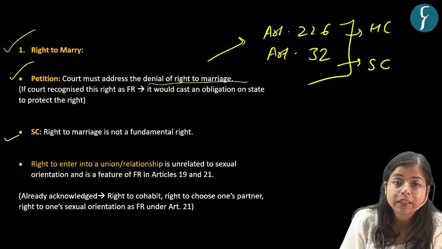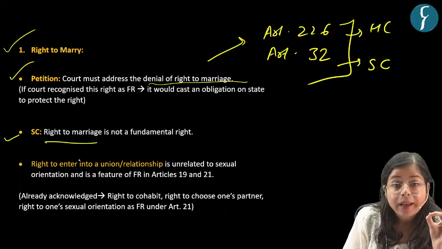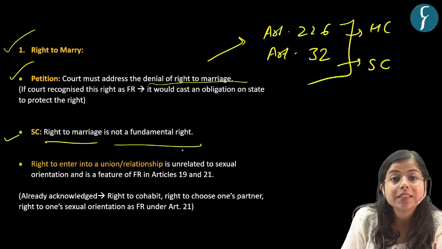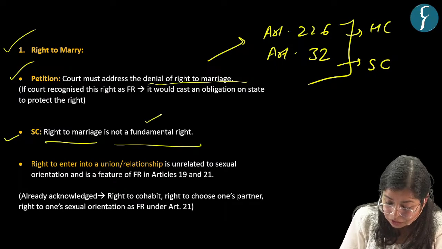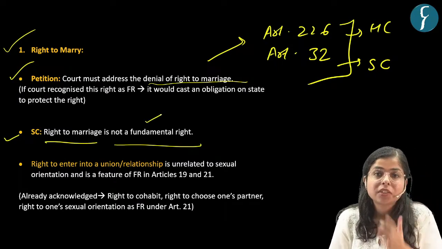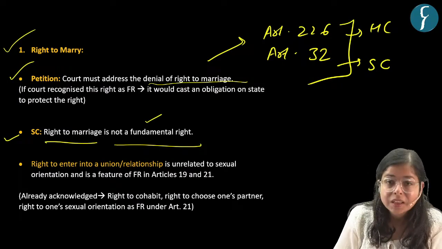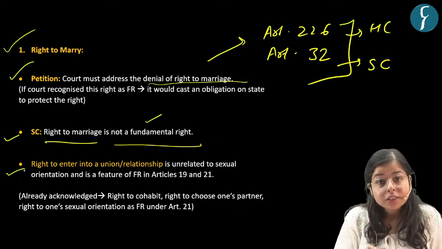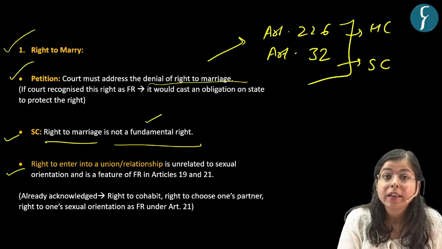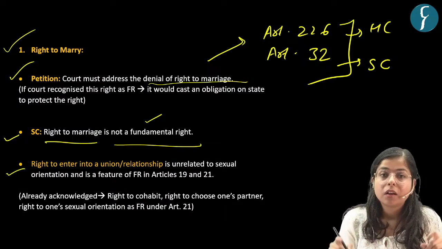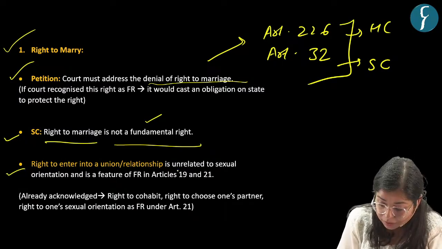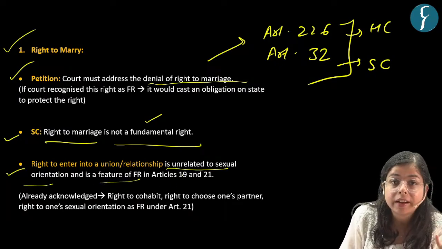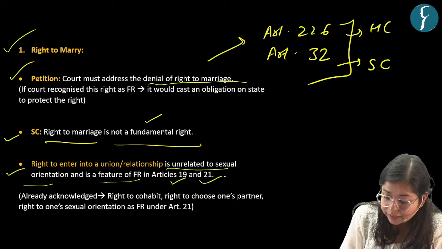So in the majority verdict, the Supreme Court said that the right to marriage in India presently is not a fundamental right, and it is a statutory right. Okay. So this was a major defeat to what the petitioners were expecting. But further, after saying that the right to marriage is not a fundamental right in India, the Supreme Court also said that the right to enter into any union, which it called the right to relationship, is unrelated to sexual orientation, and this is a feature of fundamental rights in Article 19 and Article 21.